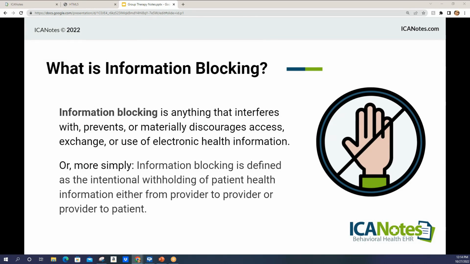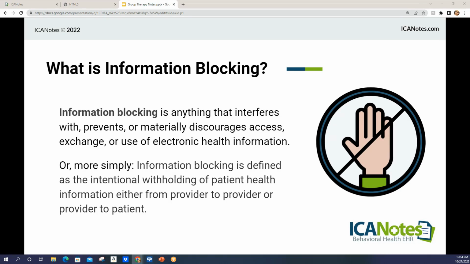We used to be able to charge our patients and clients money for their medical records. Okay, those days are gone. You cannot, because that technically could be considered information blocking. And as a clinician, the law frowns upon that.